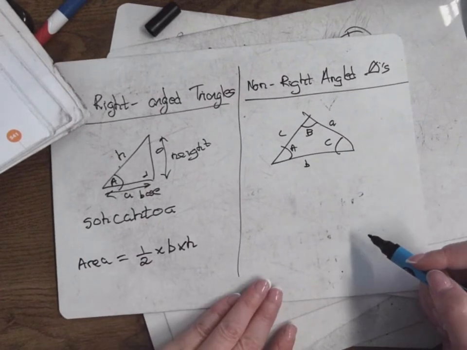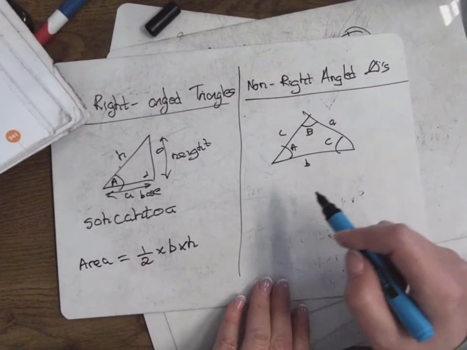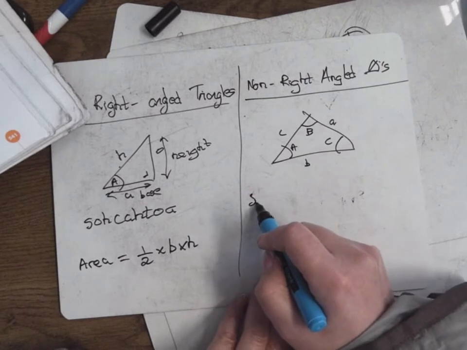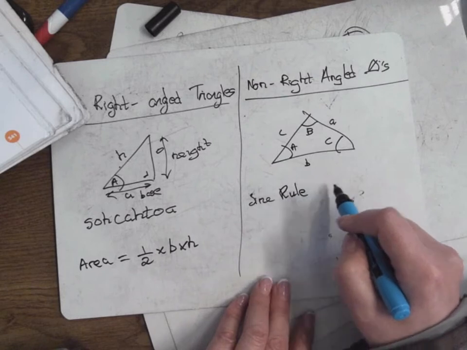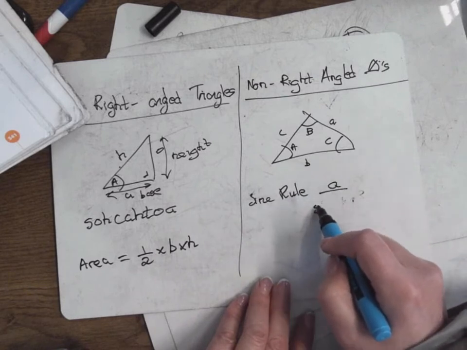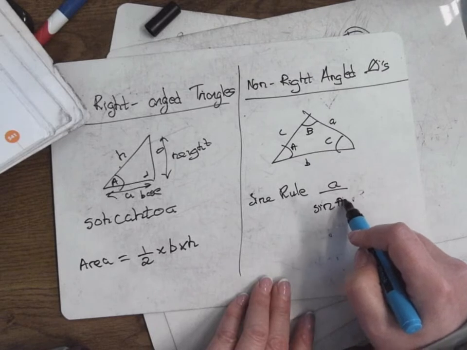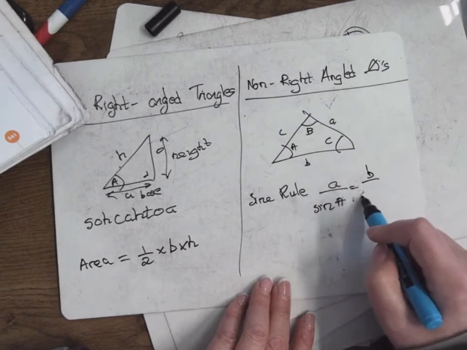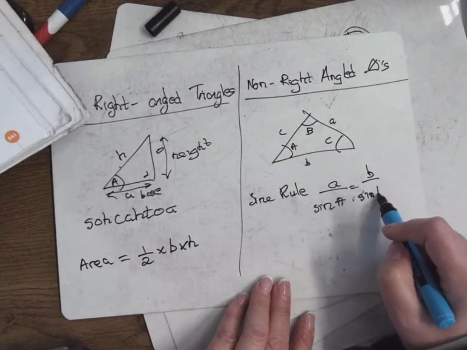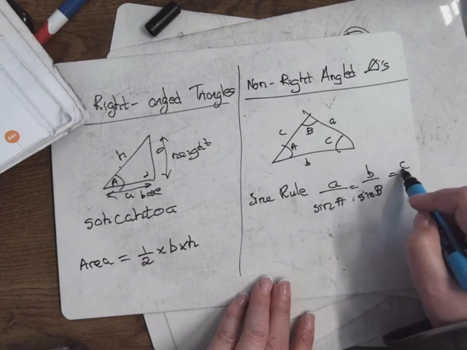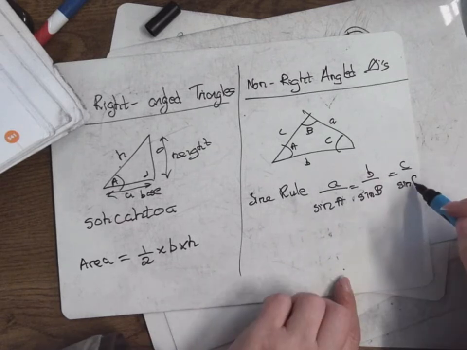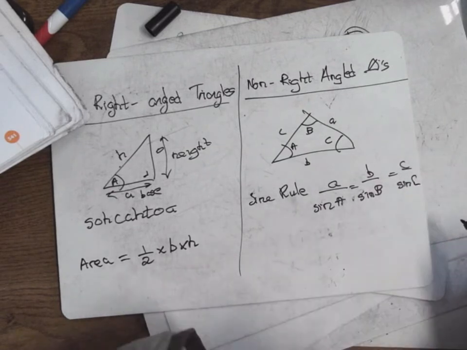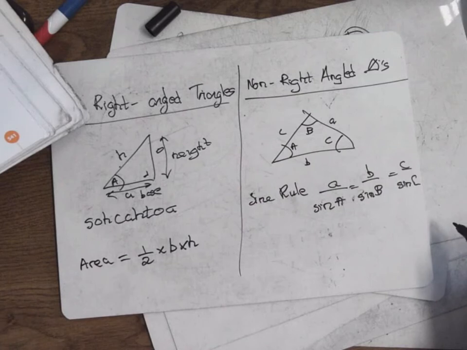If you have that, you either use the sine rule or the cosine rule. The sine rule is a over sine A equals b over sine B equals c over sine C. You would never use all three, you pick two. You pick the A's with the B's, or the A's with the C's, or the B's with the C's. You'd never do three, because that's not helpful.